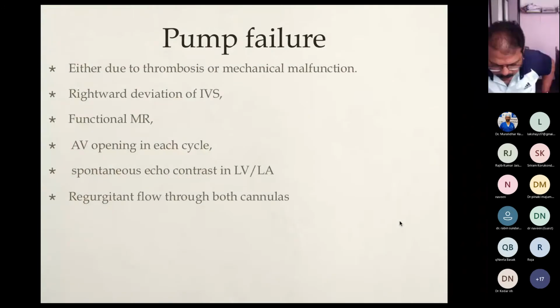In case of pump failure of the LVAD, which can happen either due to thrombosis or mechanical malfunction, you can expect that the LV will not be decompressed properly. In that case, there will be deviation of the interventricular septum to the right side. The functional MR will increase. The aortic valve will open in each cycle. You can see spontaneous echo contrast in the LV and LA, and you will see regurgitant flow through both the inflow and outflow cannulas. So these are the features that the LVAD has mechanical malfunction or a pump failure.